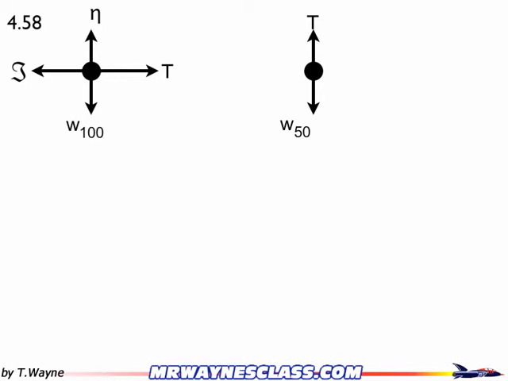This is the setup solution for problem number 58 for free body diagrams. So I've got two blocks, one on the table and one that's hanging. The one on the table is the free body diagram on the right. Because the block is sitting on a surface, there's a normal force.